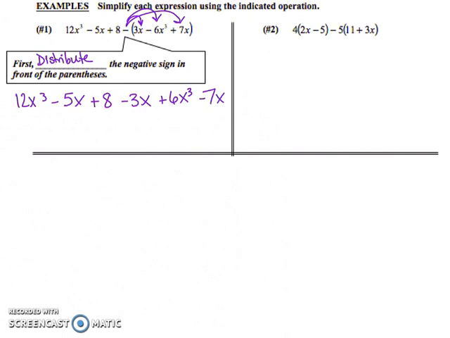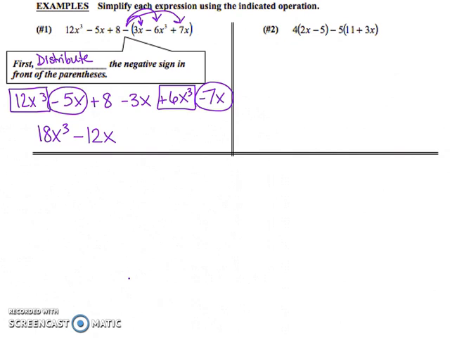Now I like to do what I call in Algebra 1 the box, circle, underline method for like terms. Because we want our terms to be in descending order, I'm going to start with the highest exponent that I have, which is cubed terms. So I'm going to combine my 12x cubed with my positive 6x cubed. That is going to give me 18x cubed. Next I would do x squareds, but I don't have any x squareds. So then I'll go to my x terms. I have a negative 5x and a negative 7x, which gives me a negative 12x.